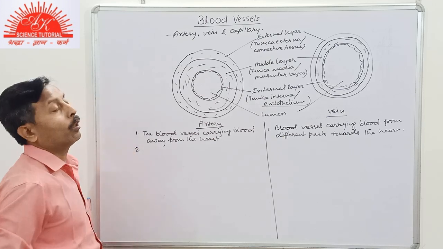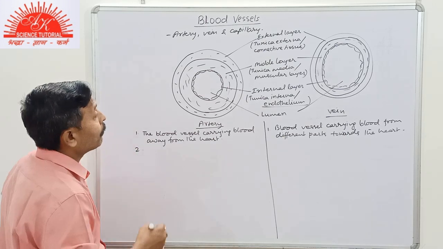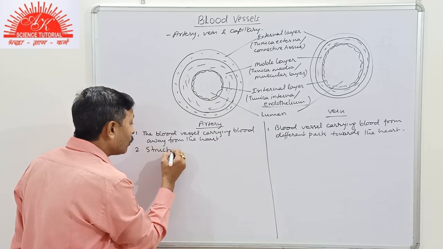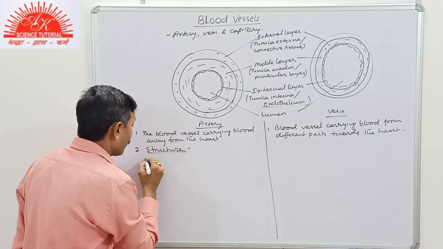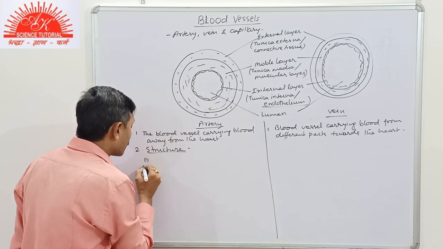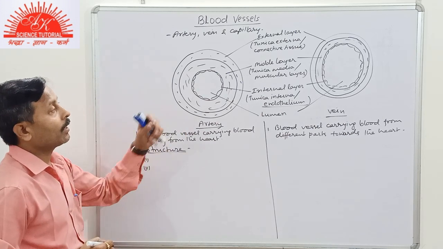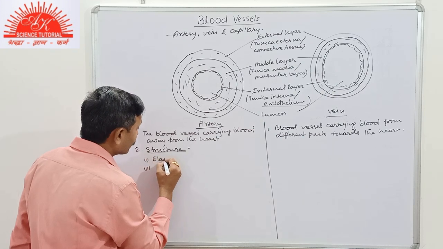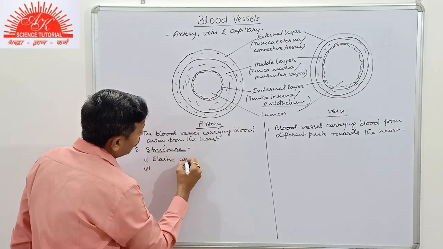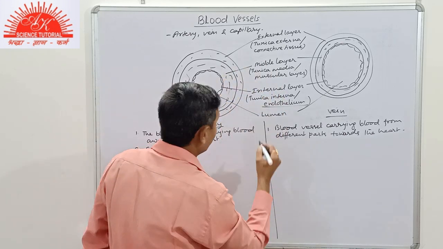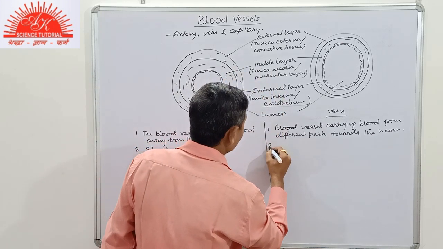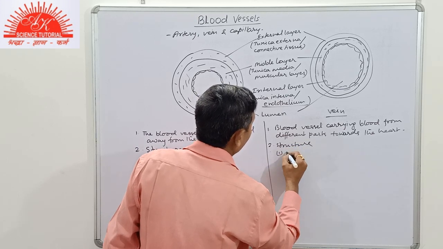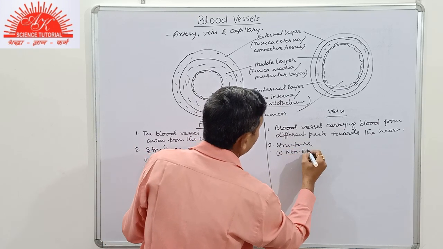Now the second point, we can differentiate them on the basis of the structure which we see. On the basis of structure, first of all, artery has an elastic wall, which is made up of connective tissue. Here, the vein has a non-elastic wall.